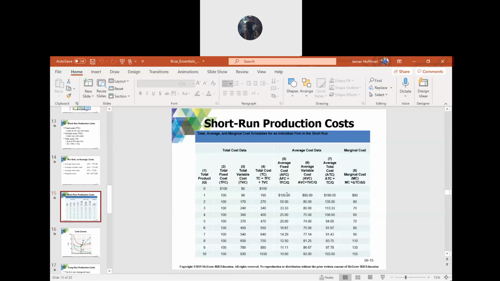So we plotted this point at total product of 1. That's the average fixed cost, that's the average variable cost, and that's the average total cost. At a total product of 2, that's the average fixed cost, that's the average variable cost, and that's the average total cost. So we plotted all these points at each total product. And those curves, if you connect the dots, it looks like this.